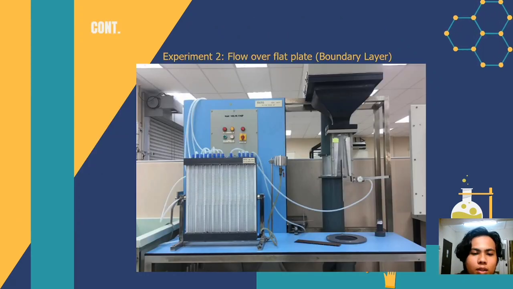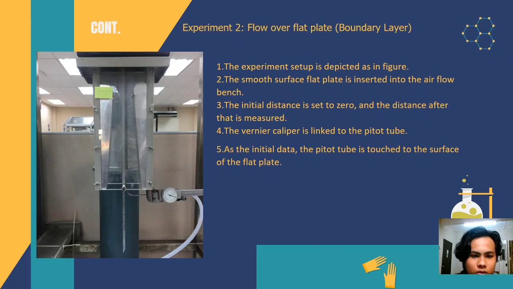Moving into the second experiment, which is the flow over flat plate experiment, also known as the boundary layer experiment. The technique includes the following steps. The experiment setup is depicted as in the figure. The smooth surface plate is inserted into the airflow bench. The initial distance is set to 0 and the distance after that is measured.